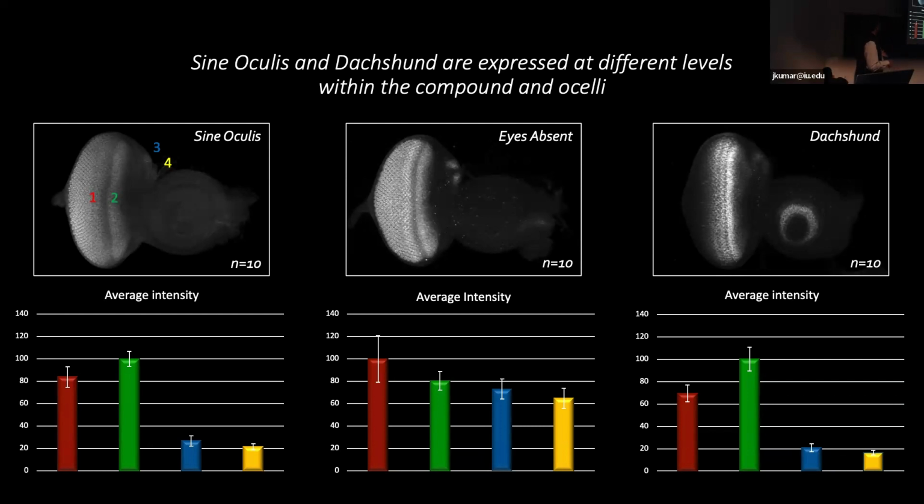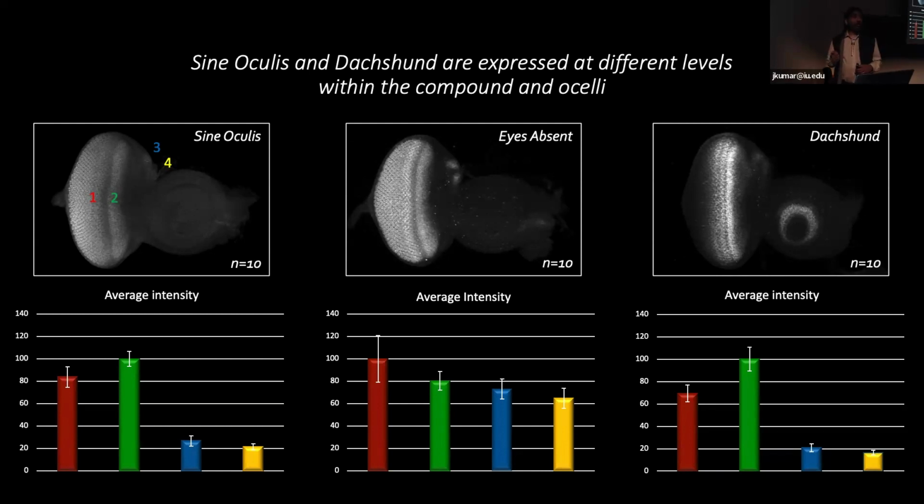And what you can see for both cynoculus and doxin on the left and right, you can clearly see that the expression patterns of these 2 factors in the ocelli are much lower than they are in the 2 regions of the compound eyes. Izapsin, on the other hand, seems to be expressed equally bright in both places.